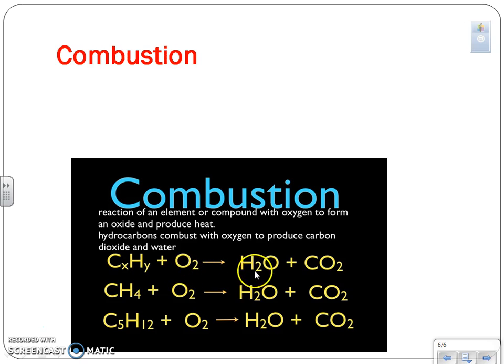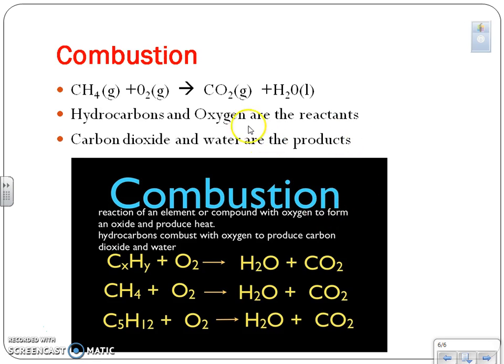Oxygen has to be there, and water and CO2 are your only products typically. So you have a hydrocarbon plus oxygen yields CO2 and water. So oxygen has to be present, CO2 and water are the only products. There will be no other products. That's the one that everyone always forgets. So please remember, O2 has to be a reactant, CO2 and water are your only products.